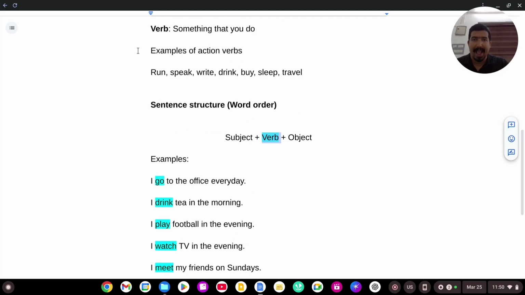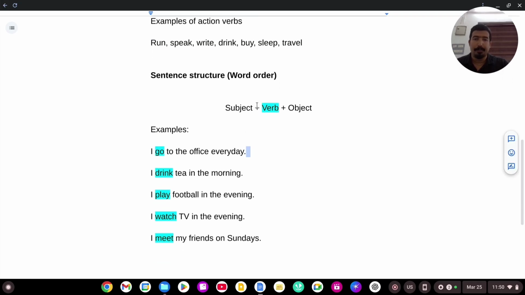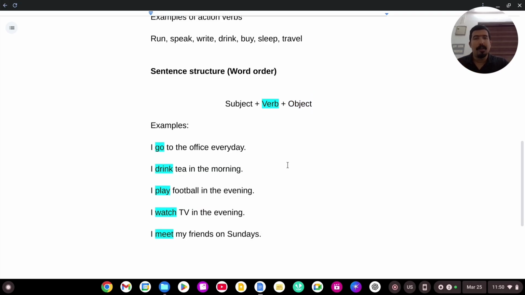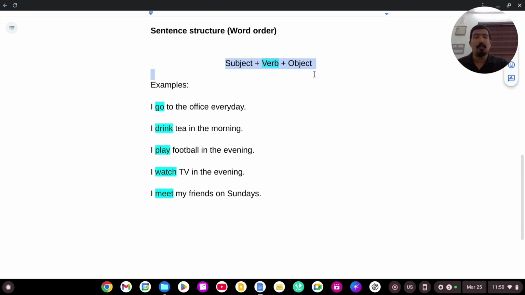Here we are talking about action verbs, something that you do. Whatever the subject does, that is a verb. Okay, actions: run, speak, drink, etc. Object part, let it be there. You don't need to study that right now. We will concentrate on examples right now. So subject, verb and object here.